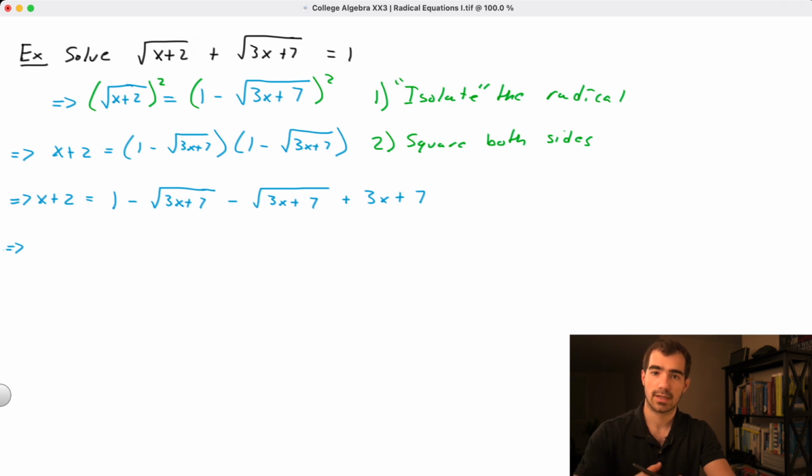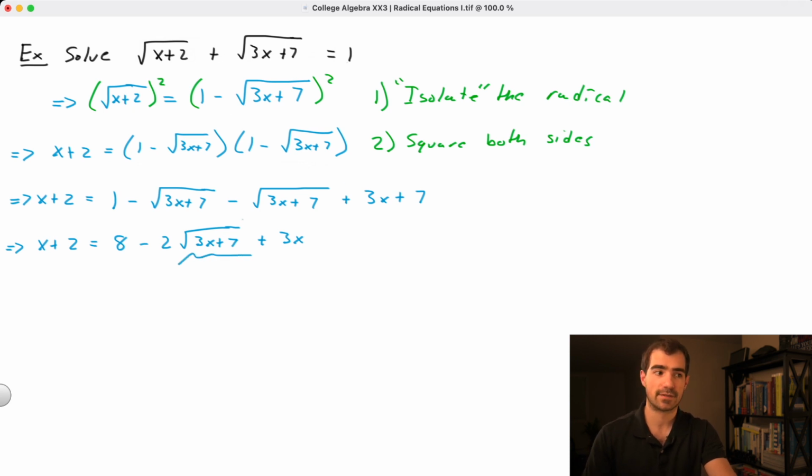And this is a little bit messy to work with, but we can use the algebraic tools that we've discussed in the recent videos to simplify this a little bit. We'll keep the x plus 2 on the left, and then on the right, we can combine like terms with the positive 1 and the positive 7, giving us a plus 8. We can combine like terms with the root 3x plus 7s, giving us minus 2 root 3x plus 7. And then we also have this 3x term. Now you might be wondering how exactly that's gotten us closer to where we ultimately want to go. And the reason is because now we've gone from having 2 radicals in our equation to having just 1.